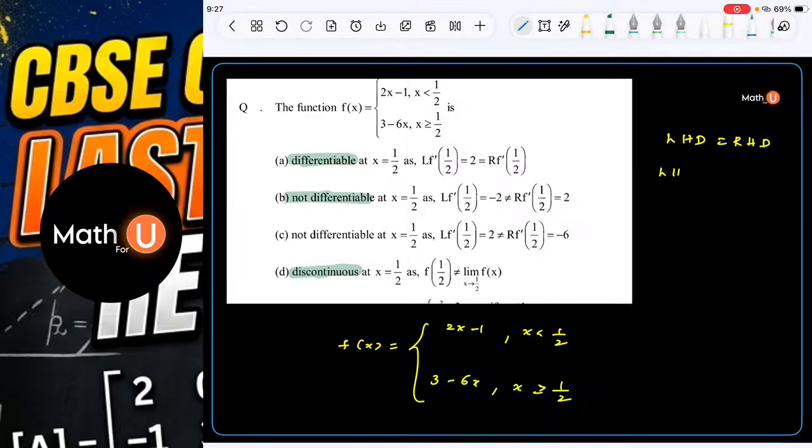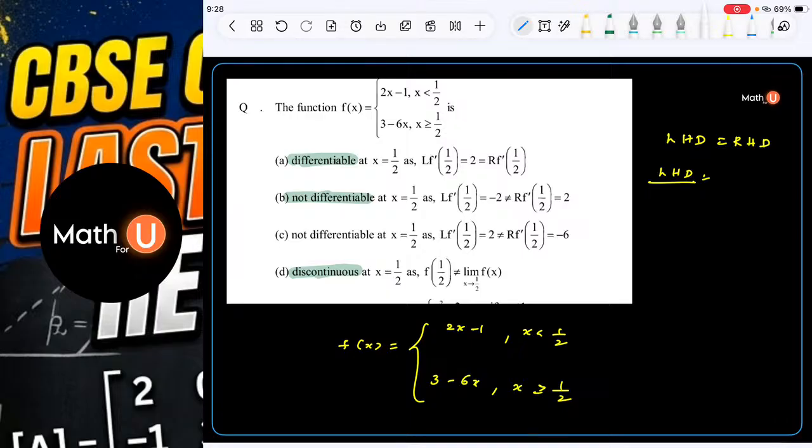Okay, first check the left hand derivative. Here I am using a shortcut trick, since it is an MCQ question. How to deal with 2 or 3 marks questions, I will explain later with other questions. Whenever it comes in an MCQ, this is how to deal with it.